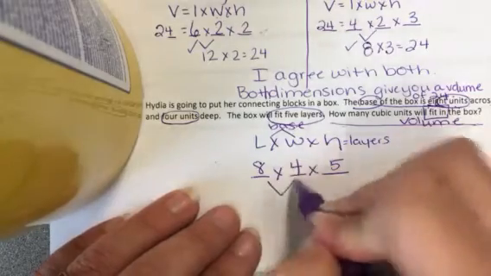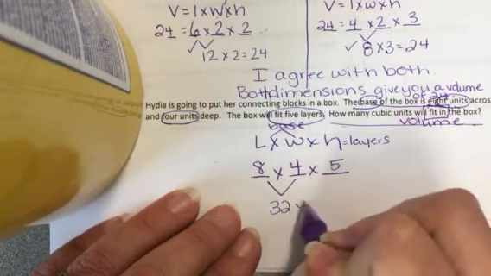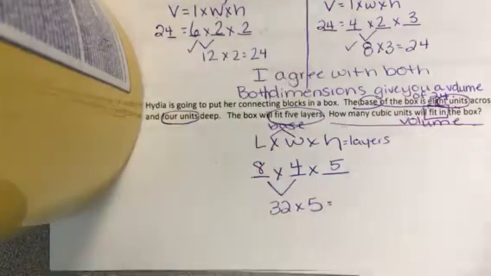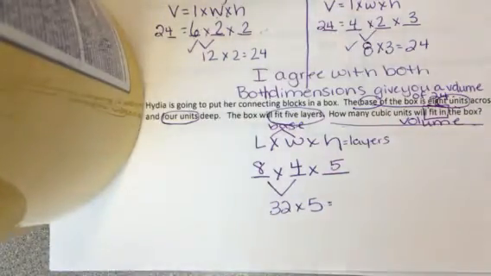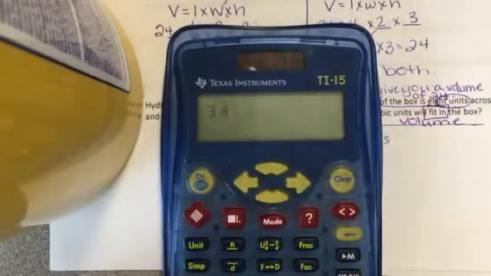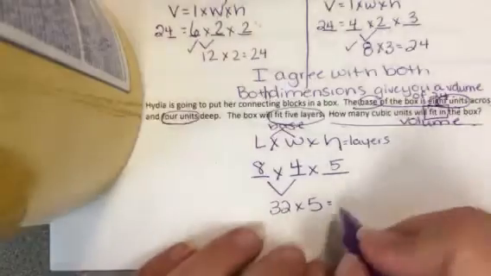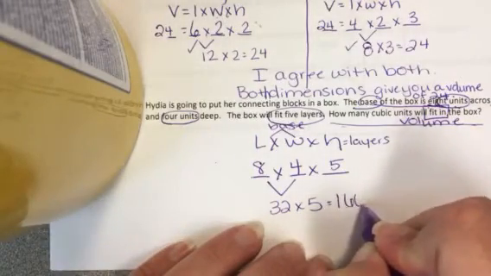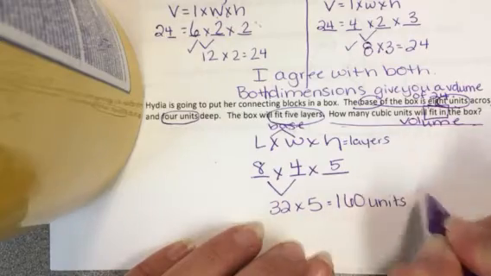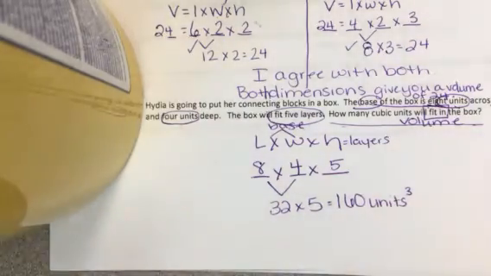Okay, so 8 times 4 is 32. 32 times 5 is, I could use my calculator, but I know 30 times 5 is 150. And I know 2 times 5 is 10. So I think it's going to be 160. 150 plus 10. Let's check. Yep, 160. So how many cubic units will fit into the box? 160 units cubed will fit in the box.